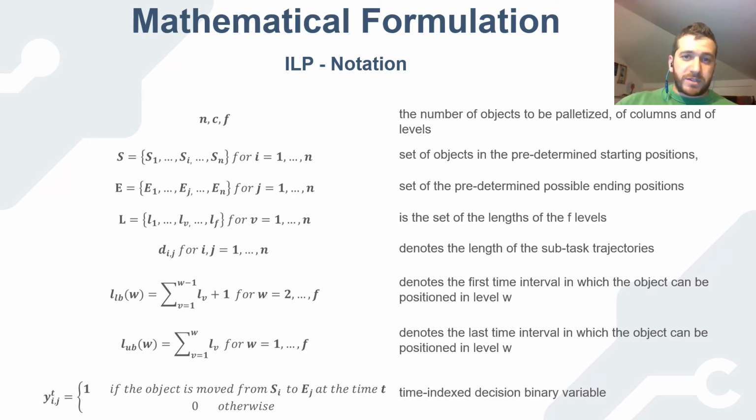LLB denotes the first time interval in which the object can be positioned in the level W, while LUB denotes the last time interval in which the object can be positioned in the level W. Y is the time index, the decision variable of the problem.